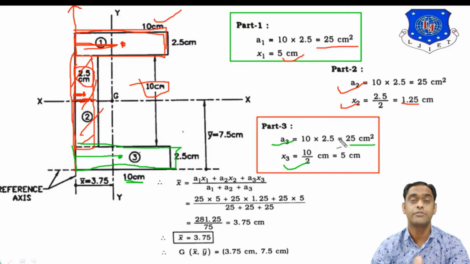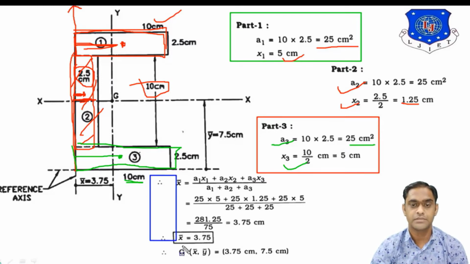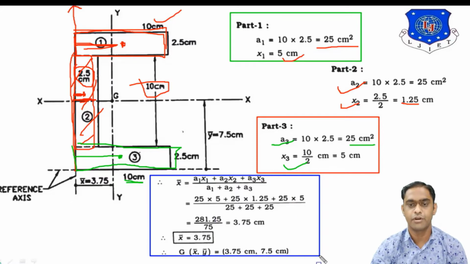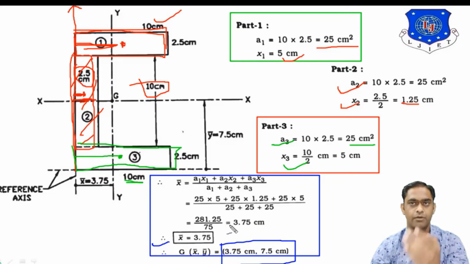Now, what we have to find? We have to find x bar only. So, for x bar, this is the calculation, the same formula: a1x1 plus a2x2 plus a3x3 upon a1 plus a2 plus a3. By replacing the values, you can calculate the value of x bar, which is shown over here from the part 1, 2 and 3: x bar equal to 3.75. So basically this is the calculation. 3.75 centimeter is x bar with the help of this calculation, and y bar is available directly due to symmetrical figure. It is 7.5 centimeter.